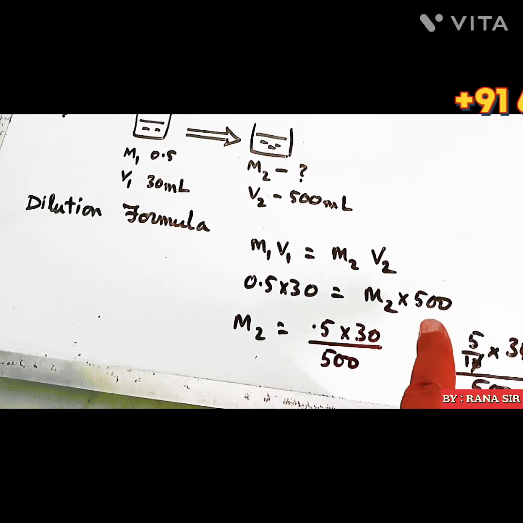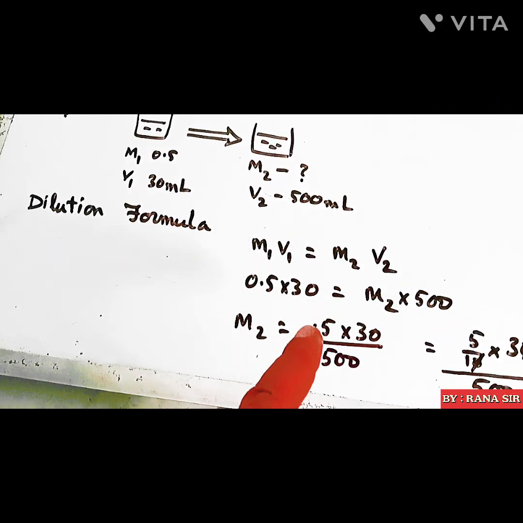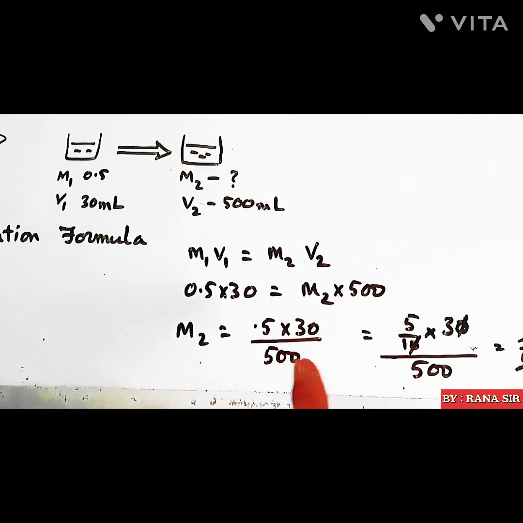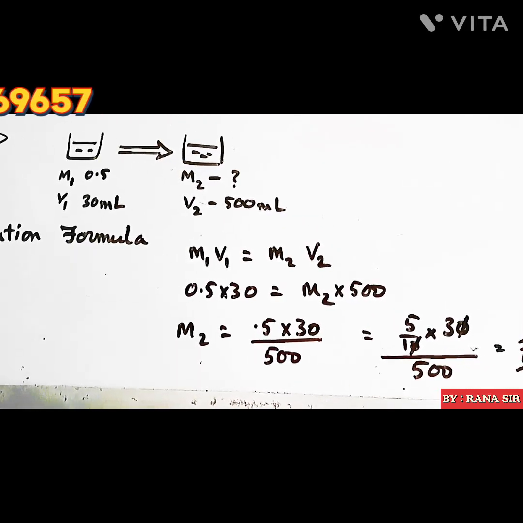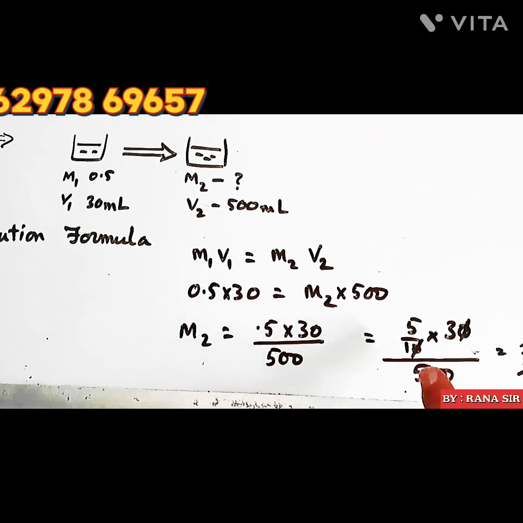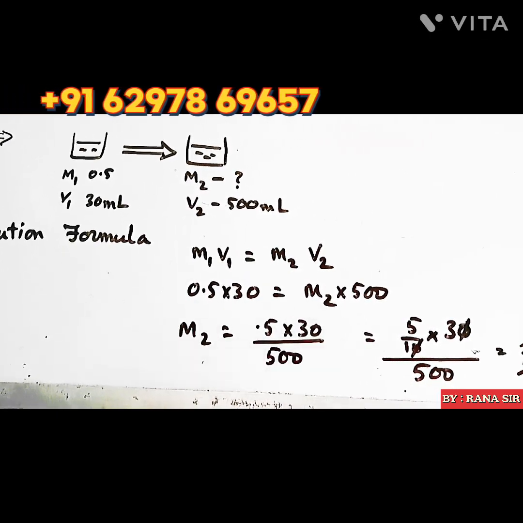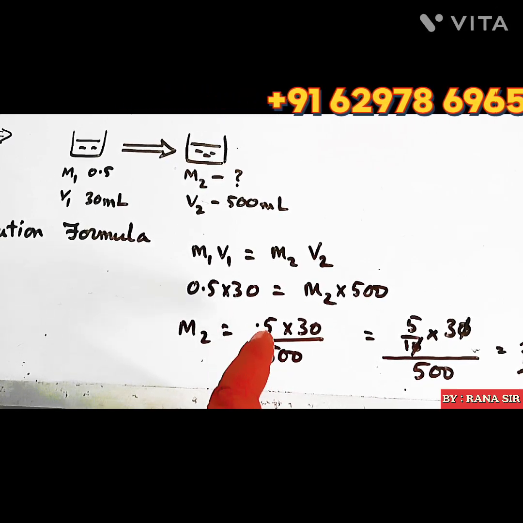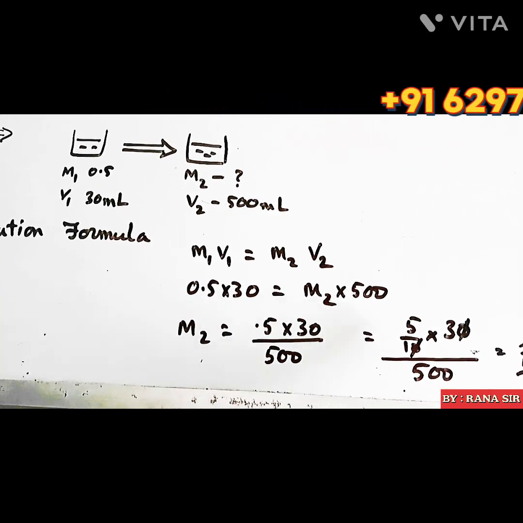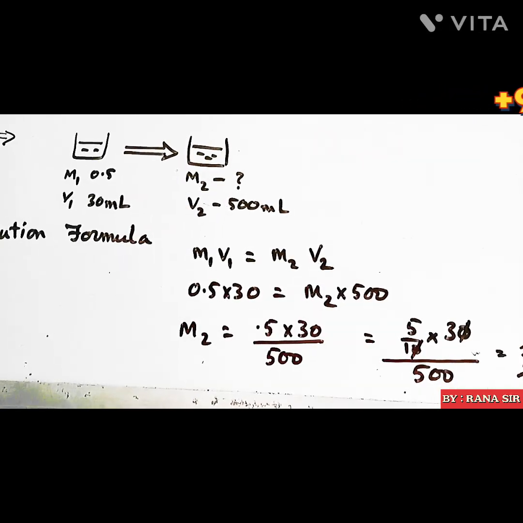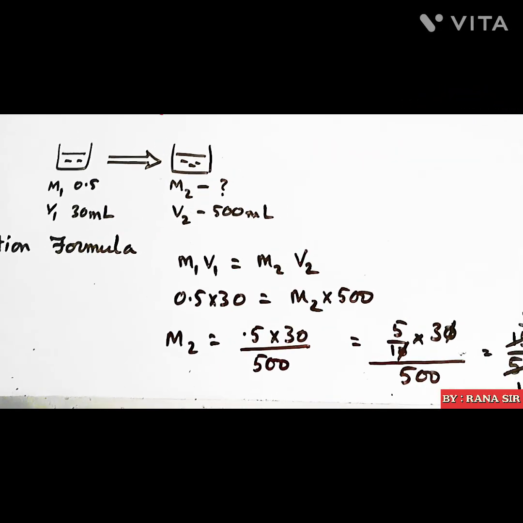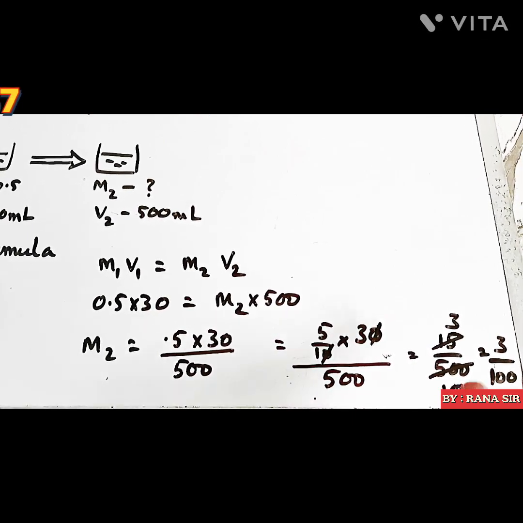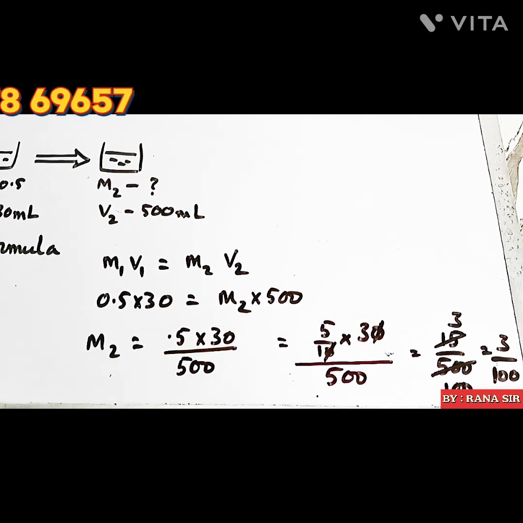So M2, I'll bring 500 to the other side of the equal to, and it is multiplication, so it will be divided. So 0.5 into 30 divided by 500. So 0.5 will be fractionized to 5 by 10. Why? Because the number of places after decimal in 0.5 is 1. So 5 by 10 into 30, 0 0 cut, and in the denominator it is 500. So 5 threes are 15 by 500, 5 ones are 5, 15 by 100, so 3 by 100.